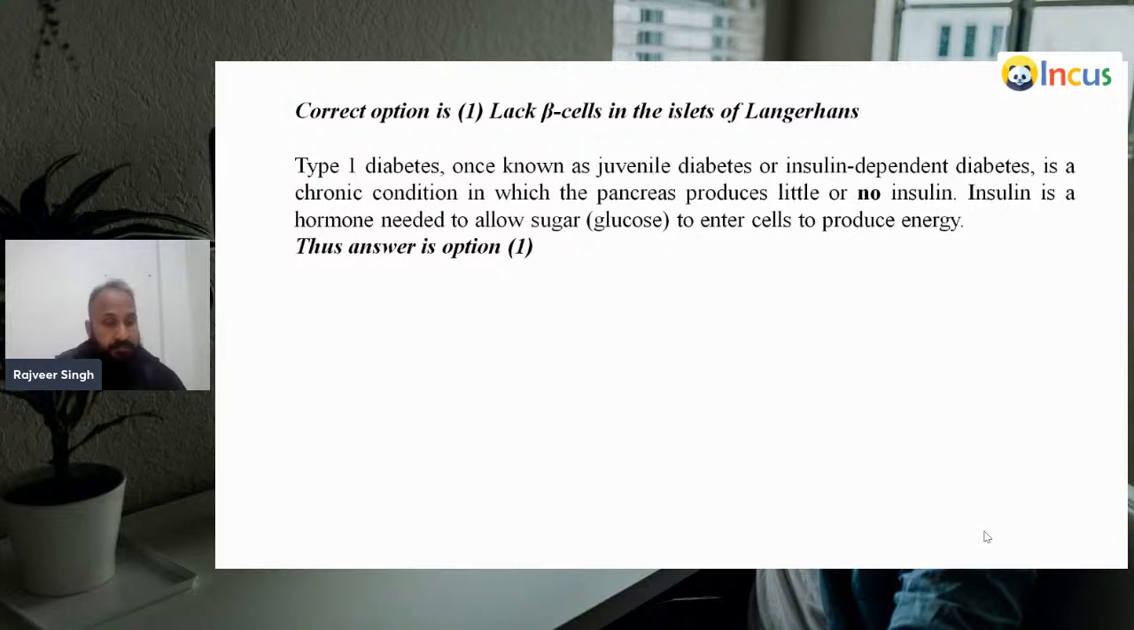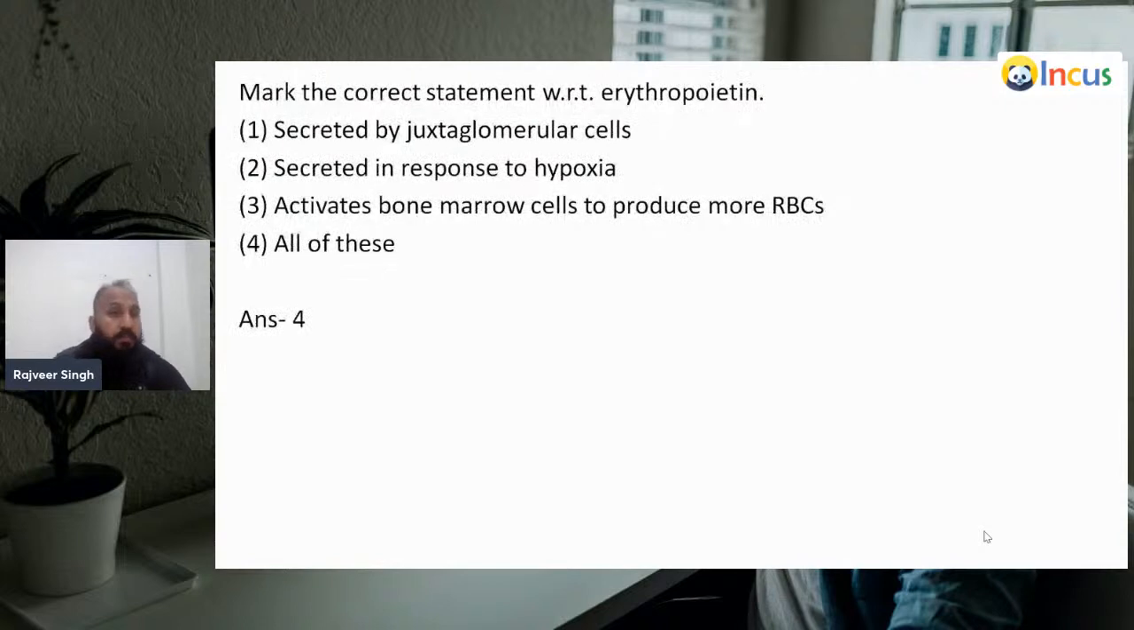Then, next question: mark the correct statement with respect to erythropoietin. It is secreted by juxtaglomerular cells, secreted in response to hypoxia, and activates bone marrow cells to produce more RBC. All of these; the answer will be the fourth. All of these is the right answer. Regarding erythropoietin, it is secreted by JG cells, secreted in response to hypoxia. This is also right. It activates bone marrow cells to produce more RBC. Yes, this is also right.